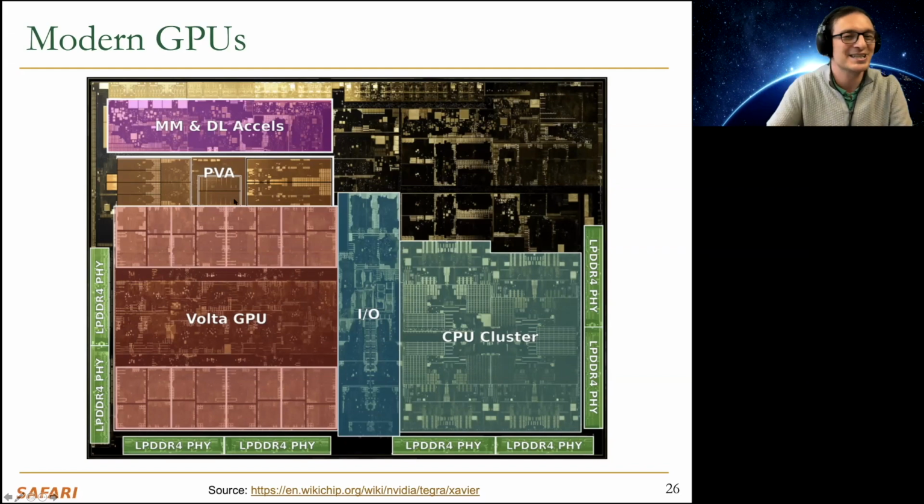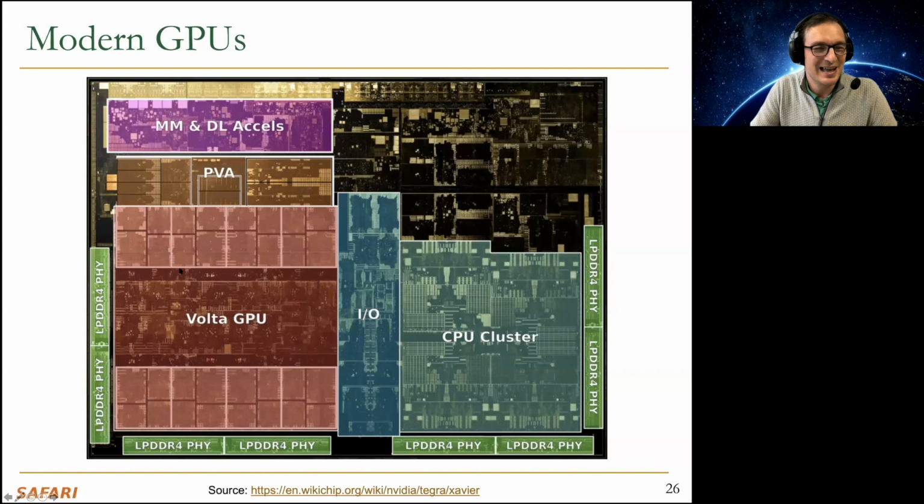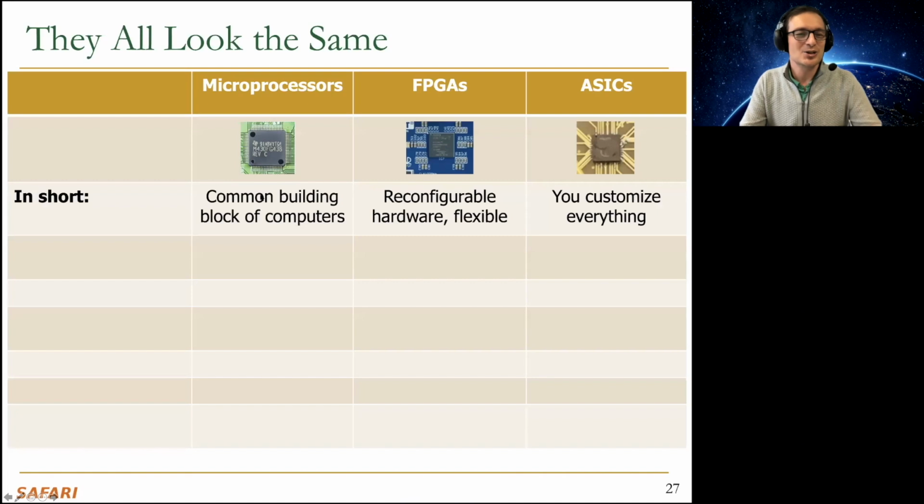So in a sense, this is very similar to what Apple's M1 chip looks like also, right? They also put a GPU on the system. They also put machine learning accelerators. Maybe they didn't have vision accelerators, or they didn't talk about it. Who knows? So in short, I think they all look the same in some sense, right?